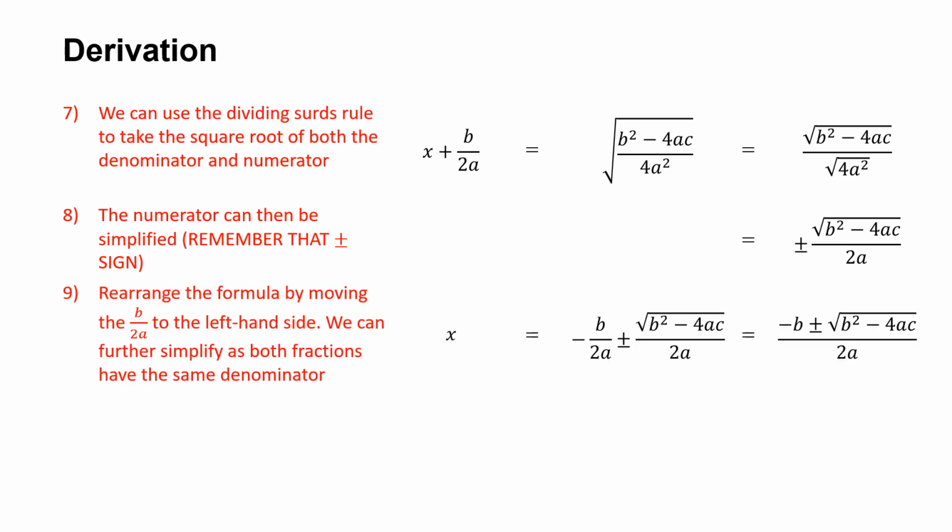And our last step, we need to move the b over 2a term across. So we need to move it across as a negative. So we have x is equal to minus b over 2a plus or minus the square root of b squared minus 4 times a times c over 2a. We can see the denominator is the same in both cases, so we can just add the numerators. When we do this, we get minus b plus or minus the square root of b squared minus 4 times a times c divided by 2a, which is the quadratic formula.